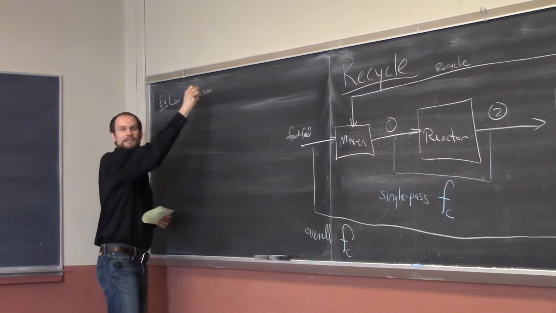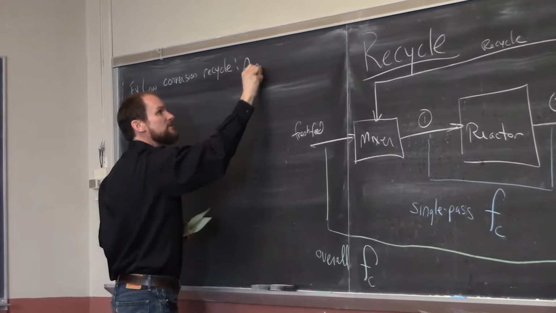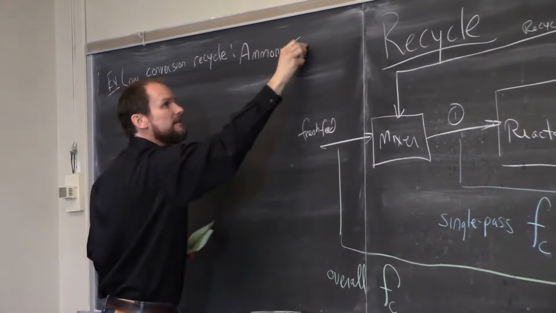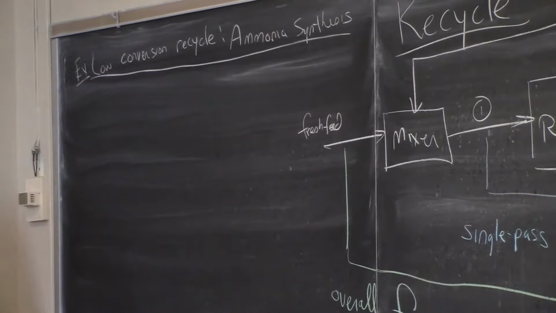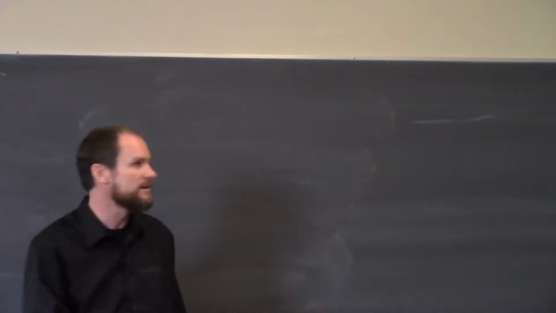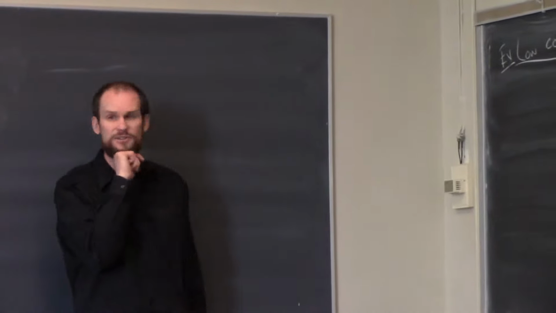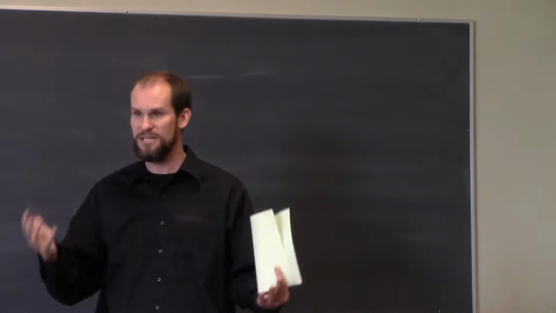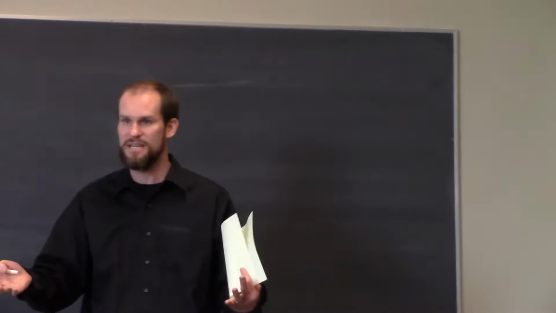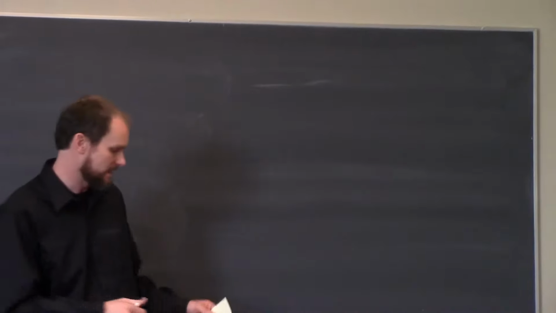Okay, so the first example is a low conversion recycle, and we're going to do ammonia synthesis. So we've been talking about ammonia providing all of the nitrogen, or a lot of nitrogen, to create food, fertilizer, and our own food. And it turns out that the ammonia reaction, the Haber process, is not all that efficient. It's equilibrium limited, so you cannot get 100% in a single pass through. You're going to be somewhere more along 10 to 30%, something like that.